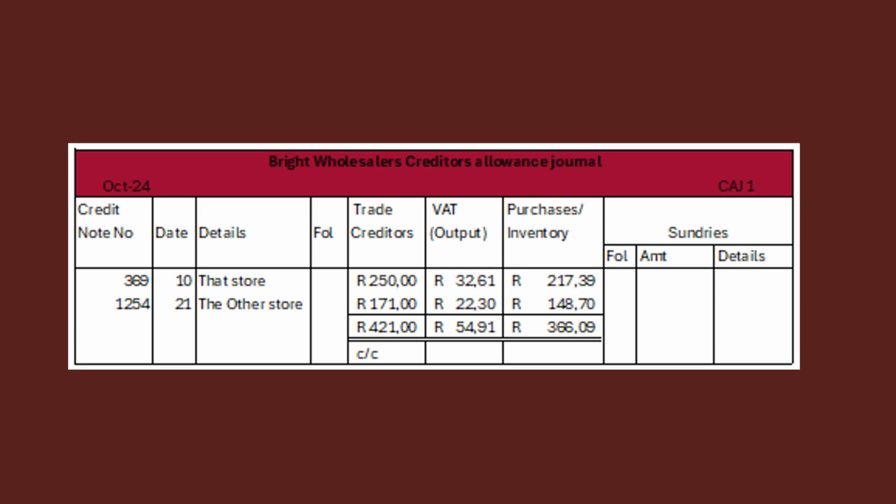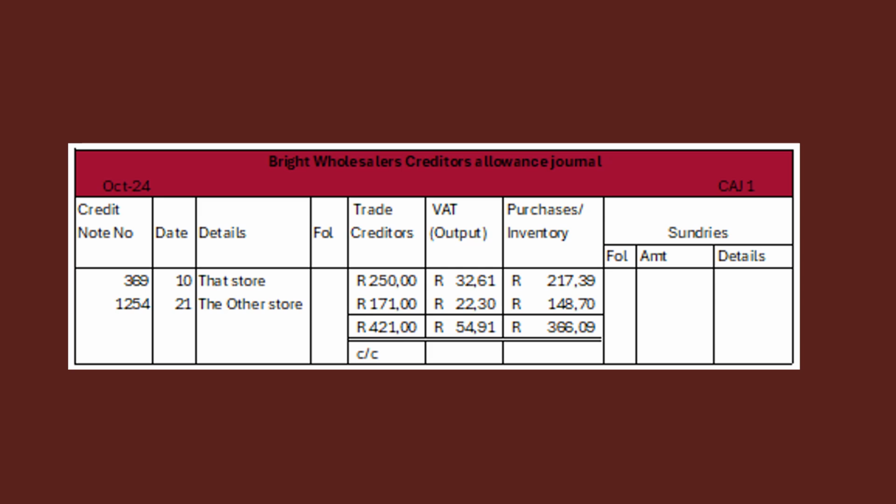Then we have the date, and the date reflects the date that's on the credit note as well. Then the details reflects the name of the trade payable, so the creditor that you bought the supply from. Then we have a folio number, and the folio number is a reference column. The general ledger account number of the relevant account to which the amount is posted is written in here, and this number is used as a cross-reference.